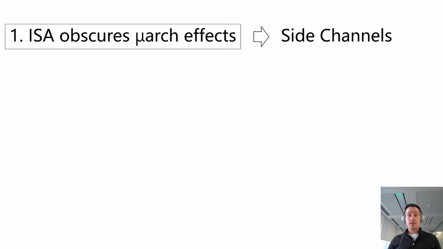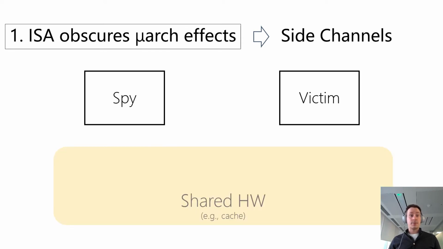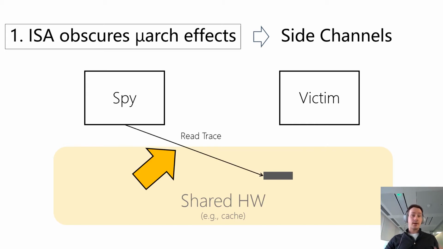And the consequence of it is side channels. If we have two programs running on shared hardware, the actions of one program will change the microarchitectural state, and the other program will be able to see these changes, let's say through timing, through performance counters, and learn the information about the first program. So this is the first issue, the side channels.